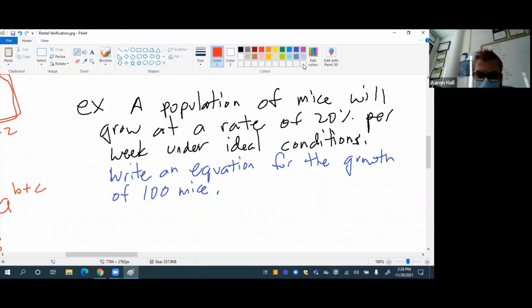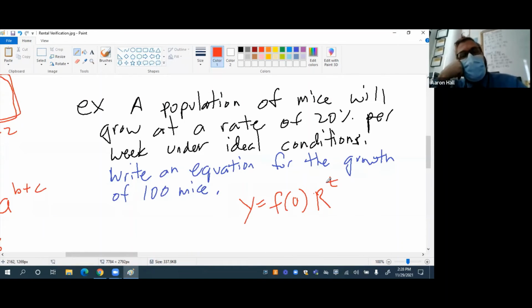What's my equation? Y equals our 0th term times r to the power of x or t or something like that. I'll use t for time. Are we going to use e in this case? Do the mice grow continuously? No, they don't grow continuously, so that would be improper to use the equation with e in it.